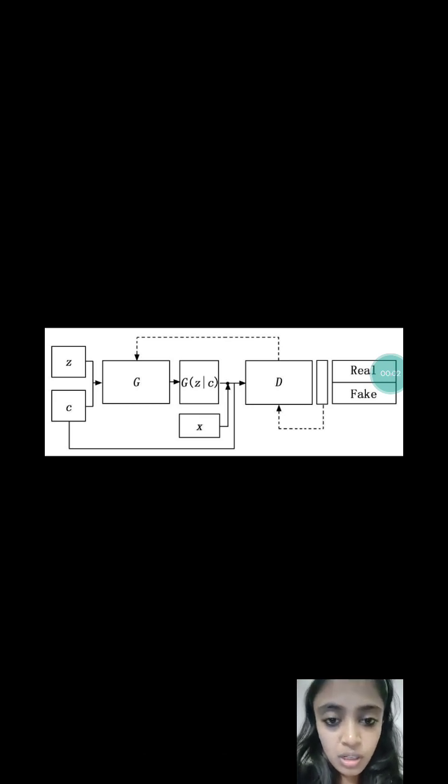Hello all. The topic we are going to see about today is GAN network. GAN network means a generative adversarial network. It is similar to CNN, which is abbreviated as convolutional neural network. Basically, convolutional neural network is used for image classification.